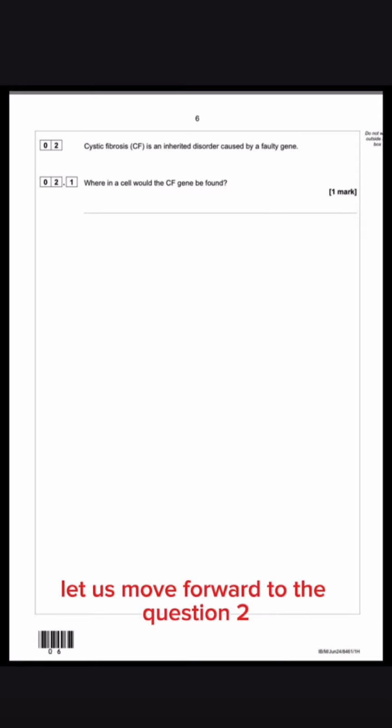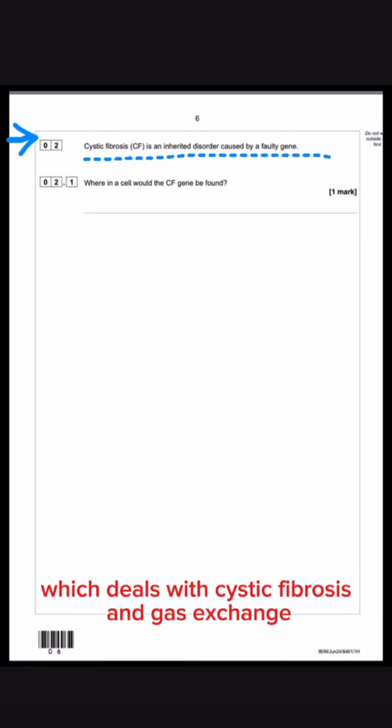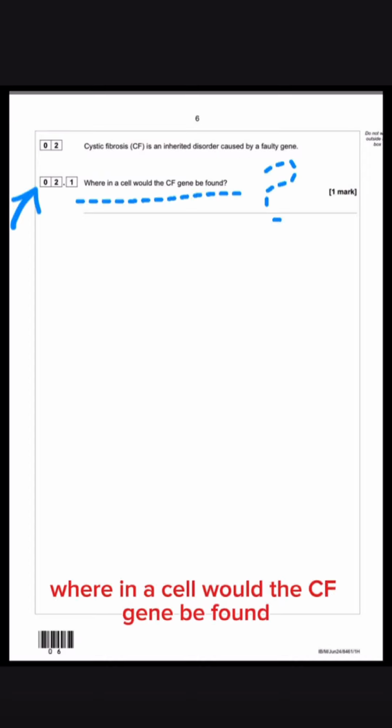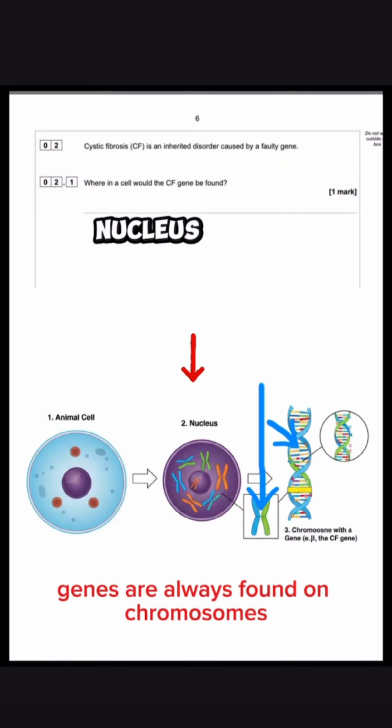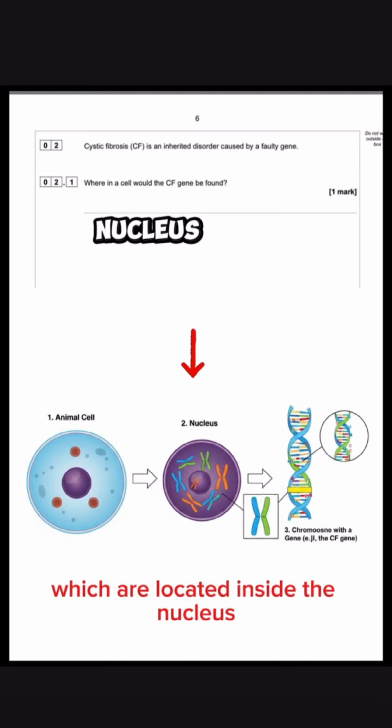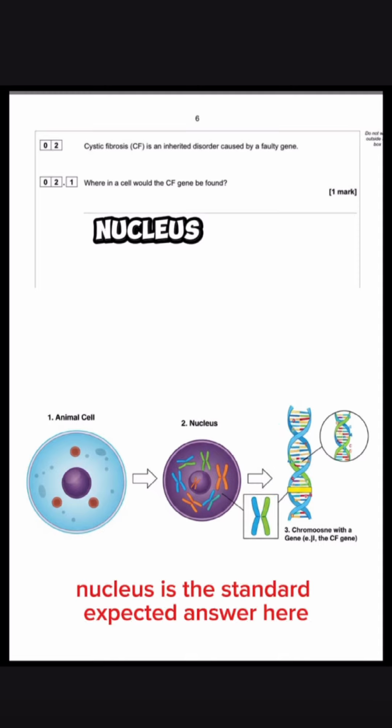Let us move forward to question 2, which deals with cystic fibrosis and gas exchange. Question part 2.1: where in a cell would the CF gene be found? Answer: nucleus. And the exam tip is genes are always found on chromosomes, which are located inside the nucleus. Nucleus is the standard expected answer here.